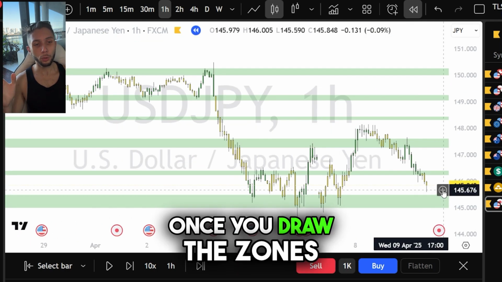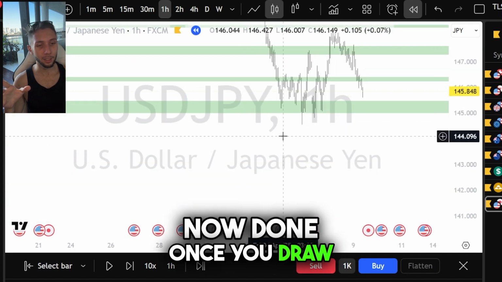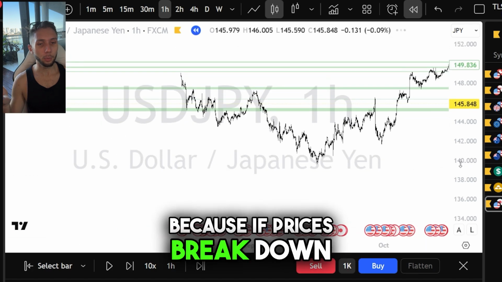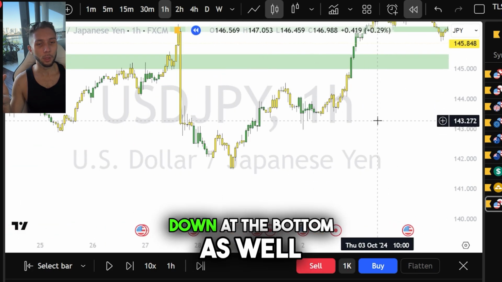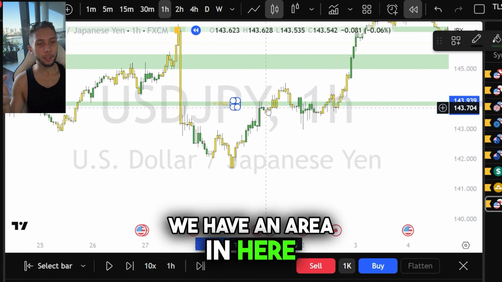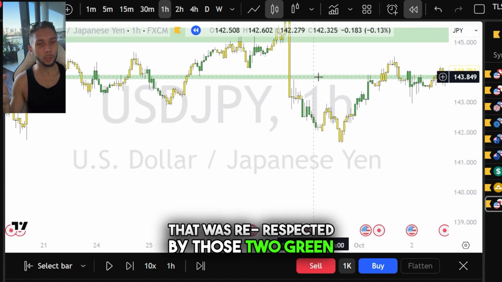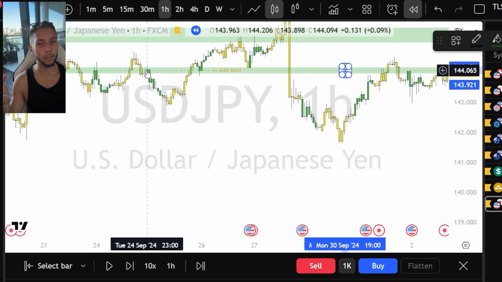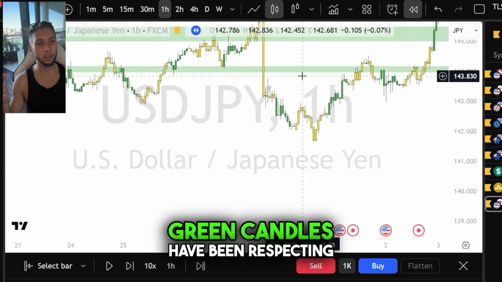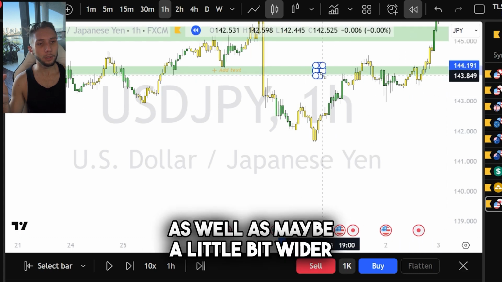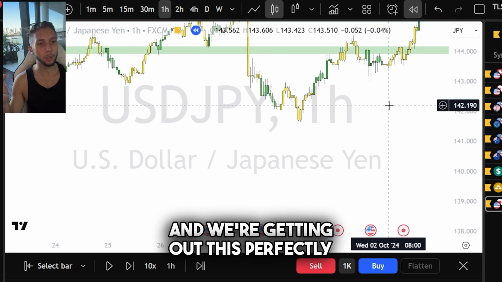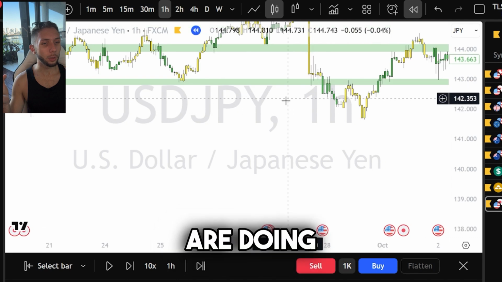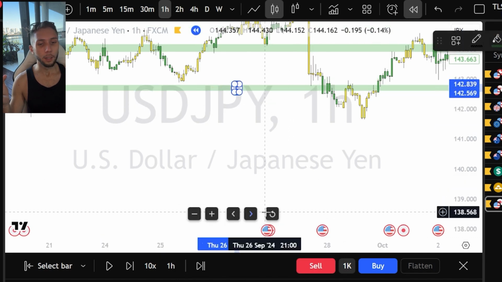This is it. Once you draw the zones, this is the hardest part of the strategy now done. Once you draw the zones, you can start trading. I'll just quickly confirm if there's anything down the bottom here, because if price breaks down, we need to have a few more zones down the bottom as well, right? And you can see we have an area in here that was respected by those two green candles, also respected over there. We can probably make this a little better like this, because now we get the exact area where these green candles have been respecting, maybe a little bit wider, and we're getting it perfectly, and now it makes a lot more sense. So it's all about checking out what the green candles are doing. That's basically it. Now we have a few zones.